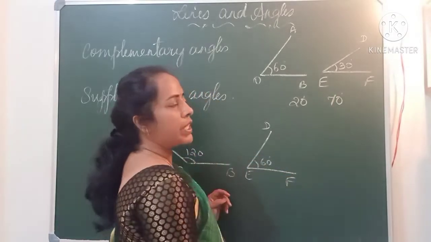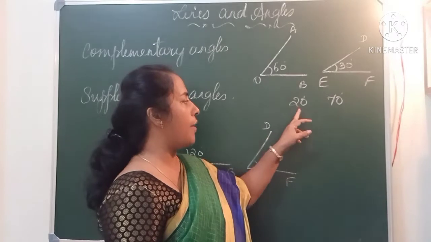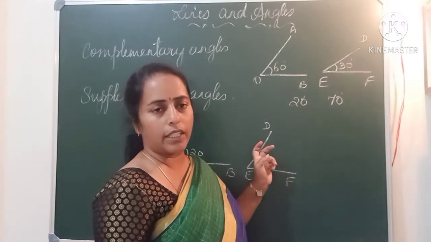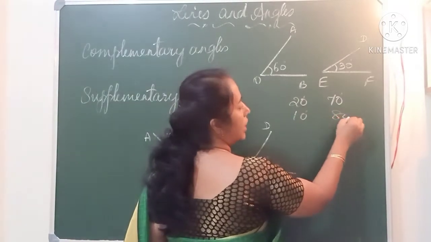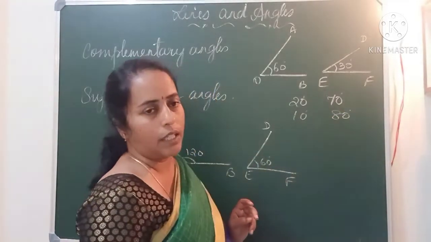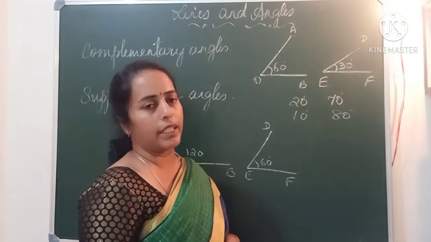So its complementary angle is 70 degrees. If they ask to find the complementary angle, you have to subtract the given angle from 90 degrees. So the complementary angle of 10 degrees, you know, is 80 degrees. Complementary angle means the sum of those two must be equal to 90 degrees.